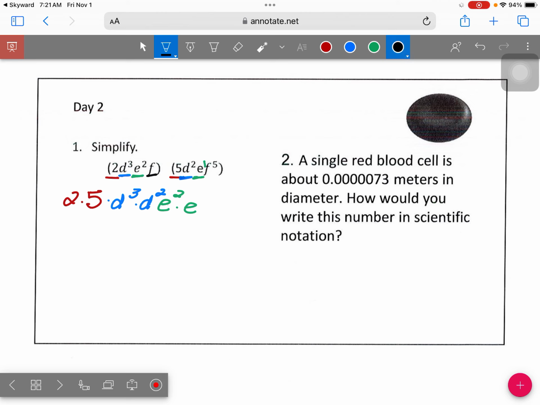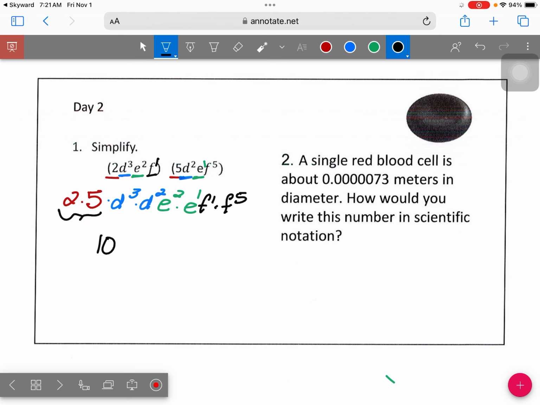And then finally, I have f. Put a 1 on it. And f to the 5th. I forgot my e to the 1st. Okay. So right here, when I'm multiplying these all together, 2 times 5 is 10.